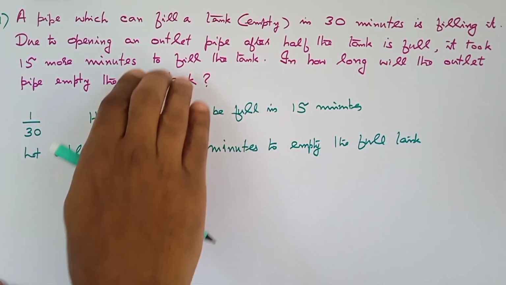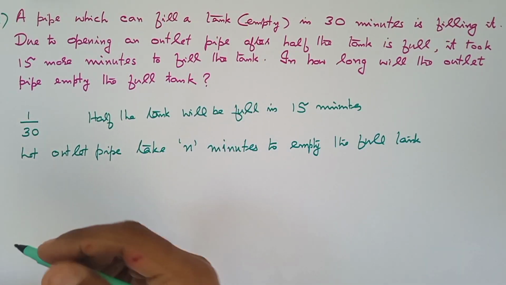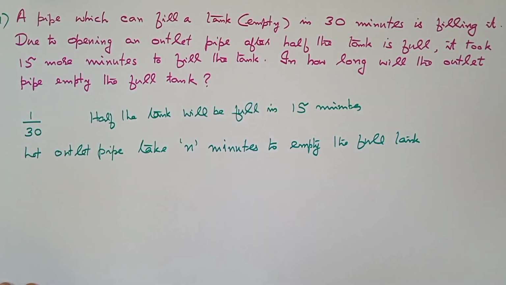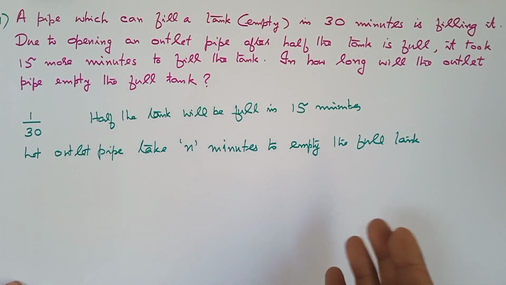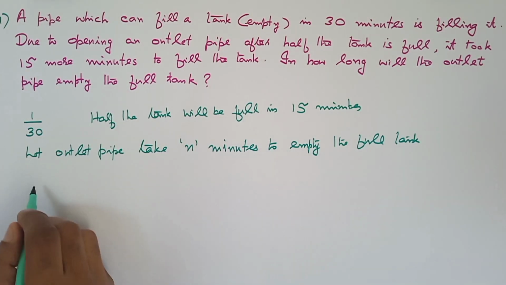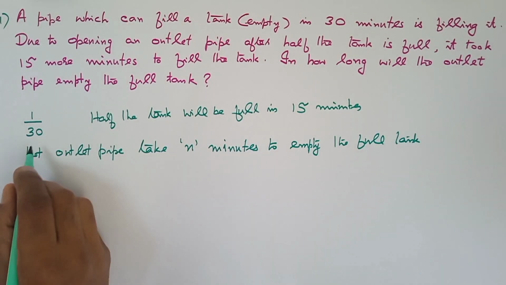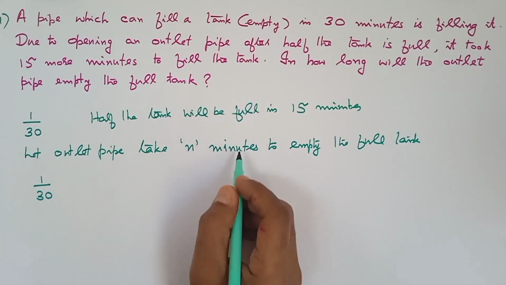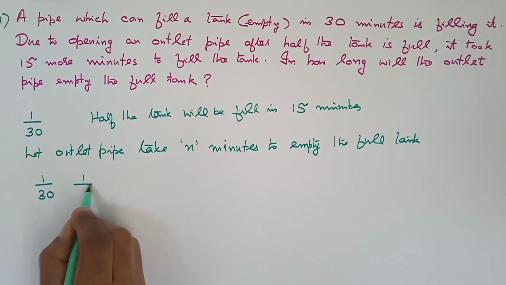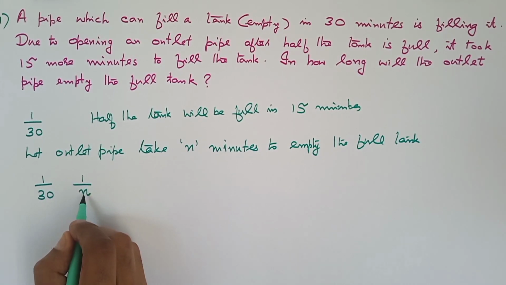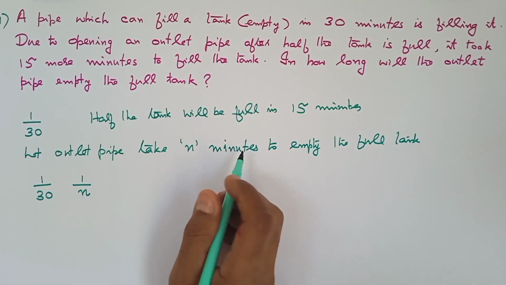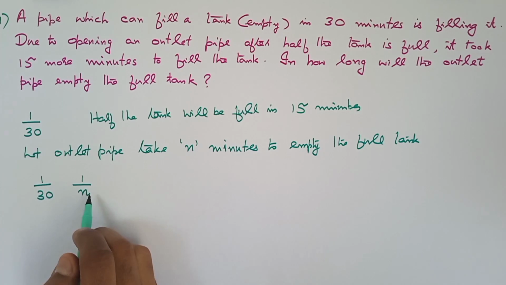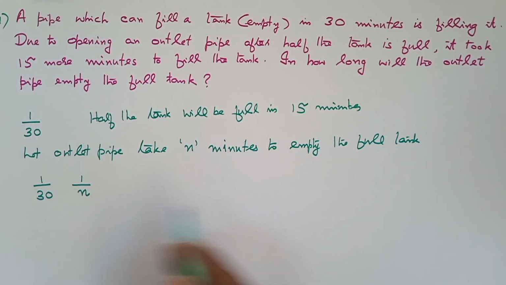Now come to the position where the tank is half full. Let's look at the time taken by both the pipes together, inlet pipe and outlet pipe, to fill the remaining half of the tank. What will be the rate of flow into the tank through the inlet pipe? That will still be the same, 1 by 30. And as per the assumption made here, the outflow through the outlet pipe will be 1 by n, because if it takes n minutes to empty a tank that's already full, 1 by n will be the quantity of water flowing out per minute.